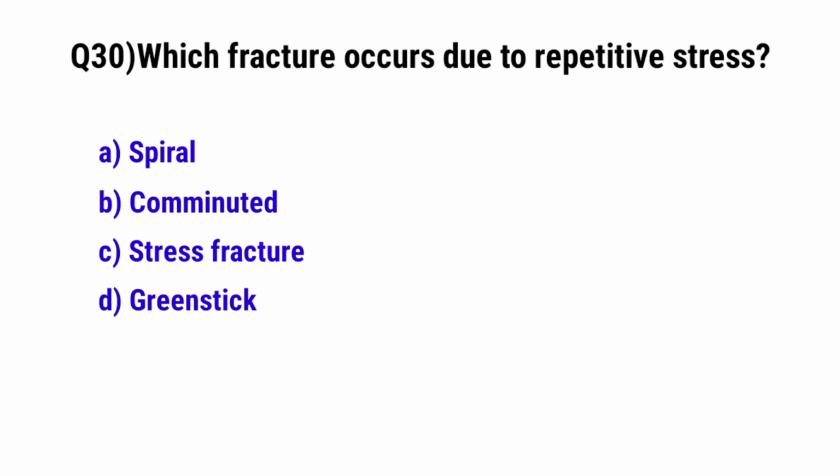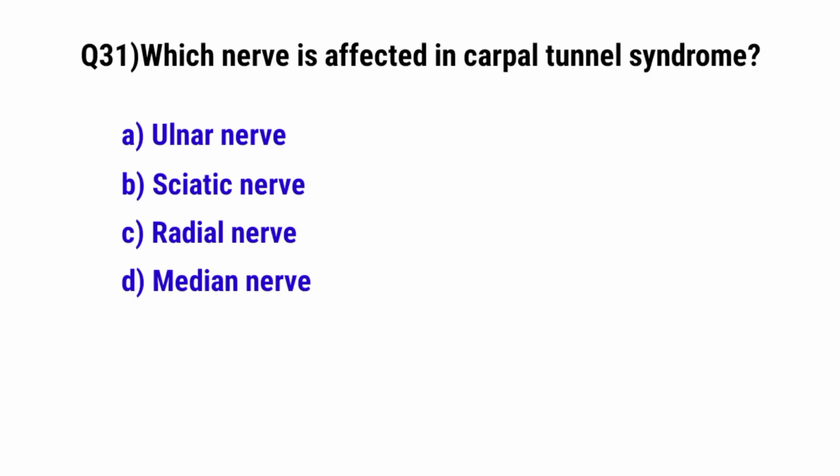Question number 30. Which fracture occurs due to repetitive stress? The correct option is C. Stress fracture. Question number 31. Which nerve is affected in carpal tunnel syndrome? The correct option is D. Median nerve.